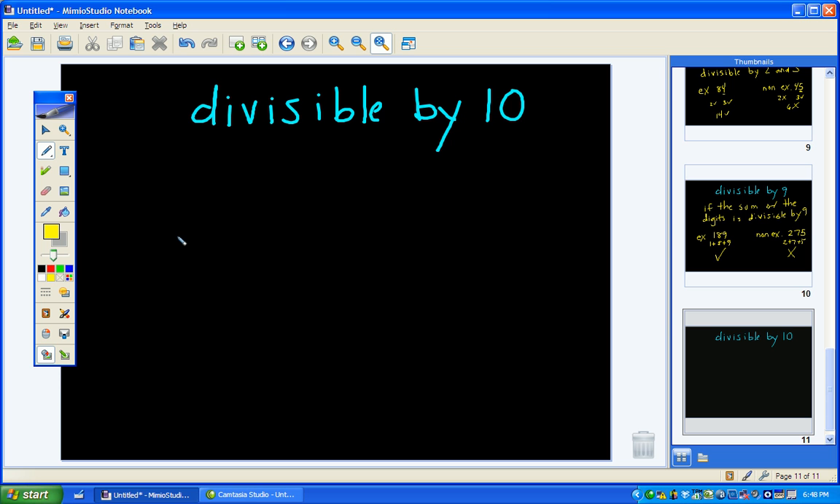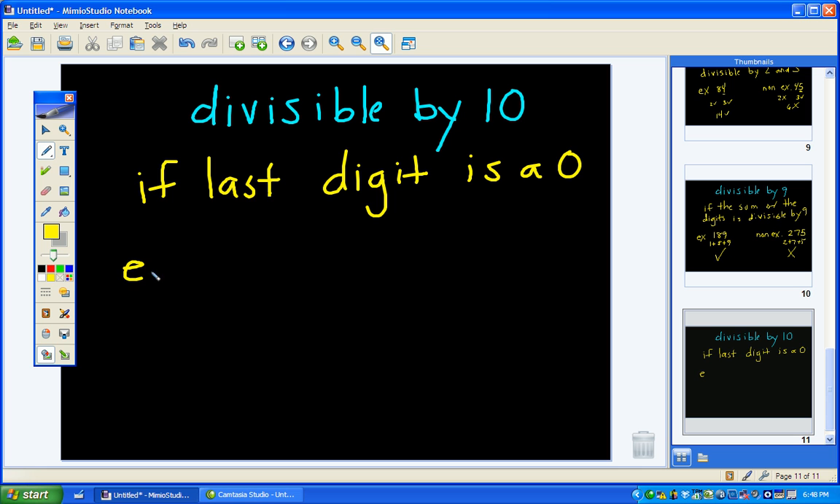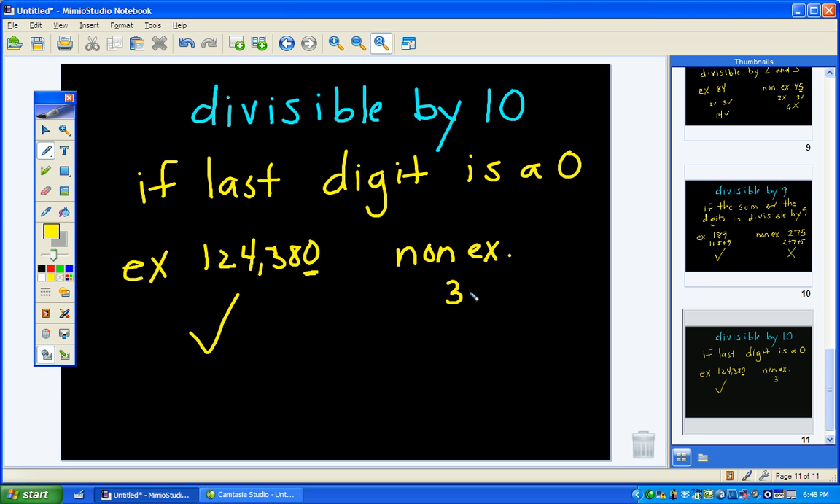The divisibility rule for 10. If the last digit's a 0, it is divisible by 10. So an example could be a huge number, doesn't matter. If that very last digit's a 0, this is divisible by 10. It does not matter. Here's a non-example. If that last digit is not a 0, it is not divisible by 10.